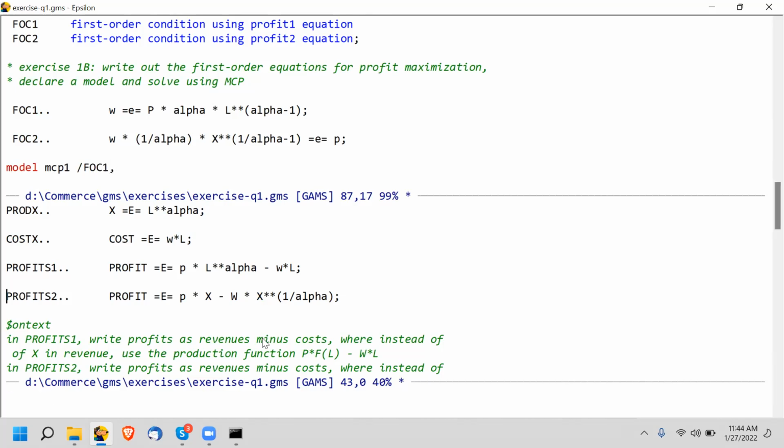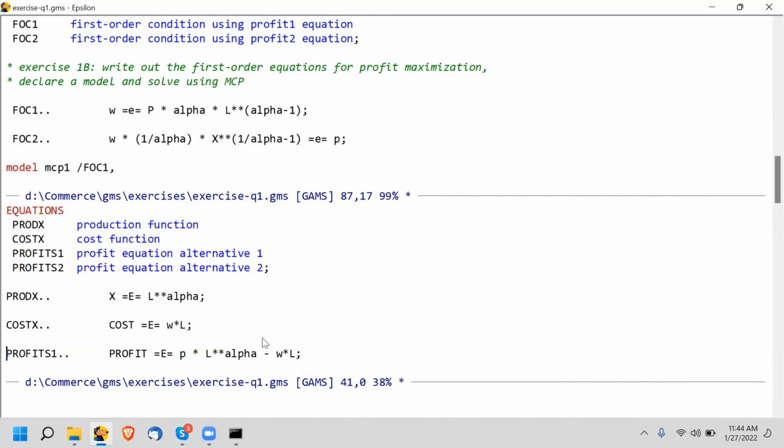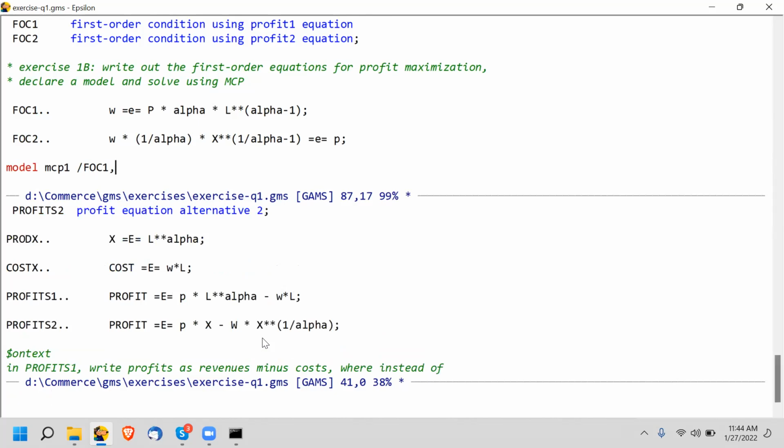And what the heck, why don't we just throw in the rest of the stuff here. MCP 1, if I put in prod X dot, and FOC 1 is an L, so I'll associate that with X, and then cost X dot cost. So now I have a problem where I'm going to let L be determined by the first order condition, throw in prod X, let it determine X, and throw in cost Y. So this is the MCP model.